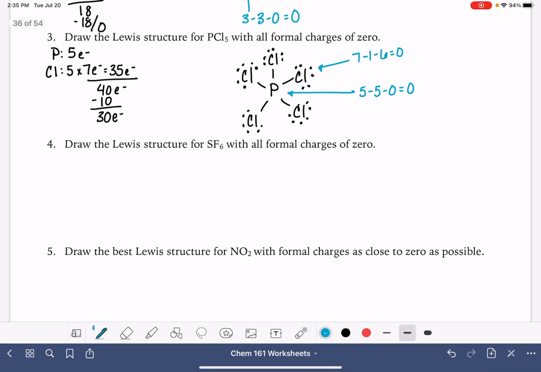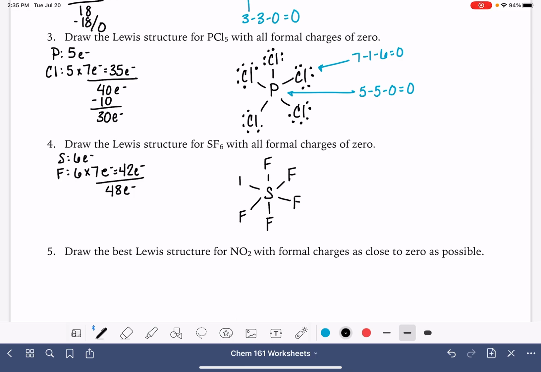Let's try SF6. Sulfur, 6 valence electrons. Fluorine, we have 6 fluorines. Each one has 7 electrons. That's a total of 42 electrons from the fluorines and an overall total of 48 electrons for the molecule. We'll put sulfur in the middle, and we'll just see what happens if we put all 6 of these fluorines around the sulfur.